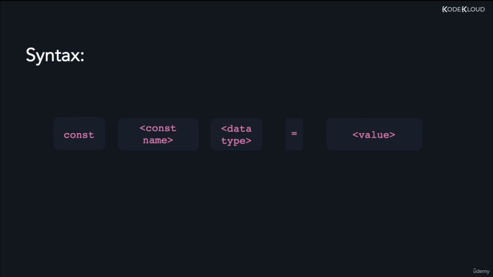It is initialized by using the const keyword. Then you assign the constant a name. Then you specify the data type of the constant. The data type in the case of constants is optional to provide. If you do not provide it, it's implicitly inferred by the compiler. Then we have the assignment operator, and then the value or data that you want to store in the constant.